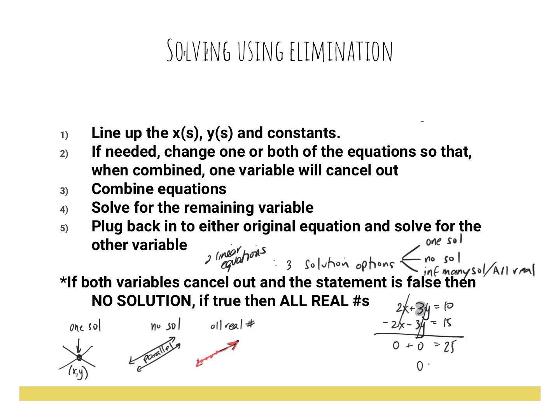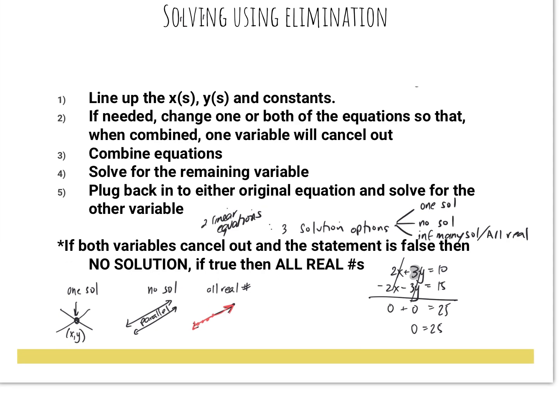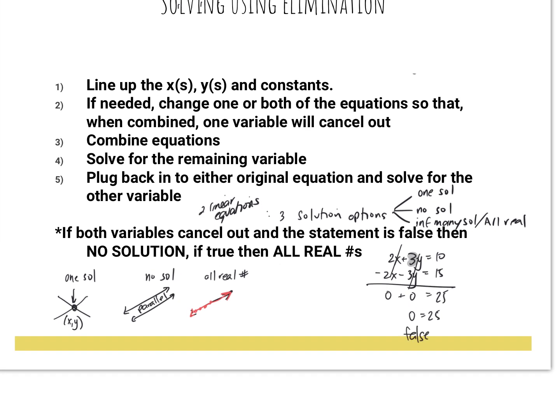So basically 0 equals 25. Now you know that this is a false statement. This is not true. You're not going to get an x equals something or a y equals something. You're going to get a number equals another number, which makes no sense. And when you get this false statement, this means no solution. And what that means is those lines were parallel. So algebraically, a no solution shows up as a false statement, like 0 equals 25 or 10 equals 15 or something like that, okay?